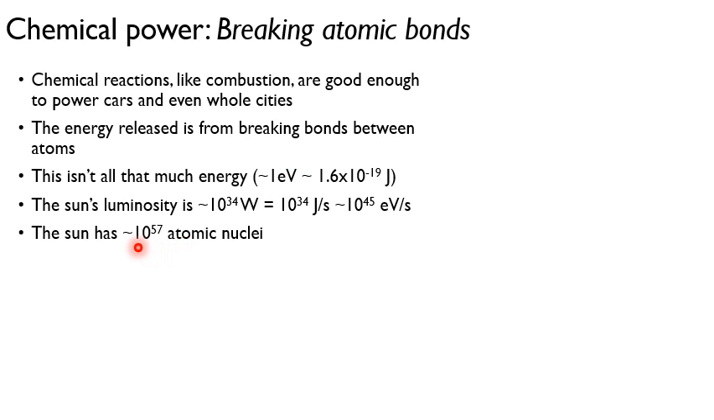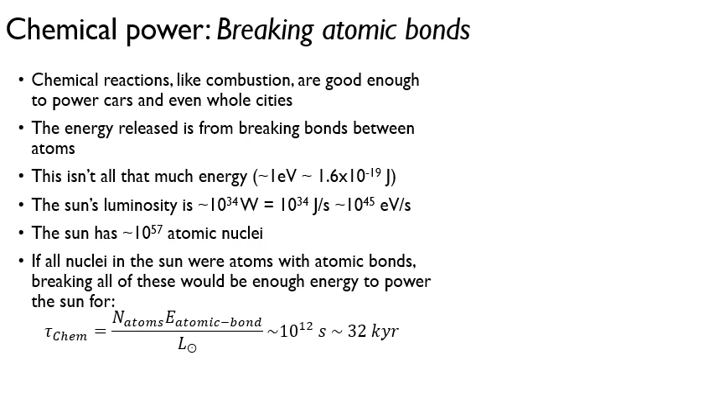Now, also, we know the mass of the sun. We know the mass of a proton, for instance. And so we can say that the sun has somewhere around 10 to the 57 atomic nuclei, just ballpark. If we just make the approximation, we're going to say that all of the nuclei in the sun are atoms. So that means they have electrons to them, and all of these have atomic bonds. This is not true at all, but let's just pretend it is, because this will give us the maximum amount of energy that we can get from our chemical burning.